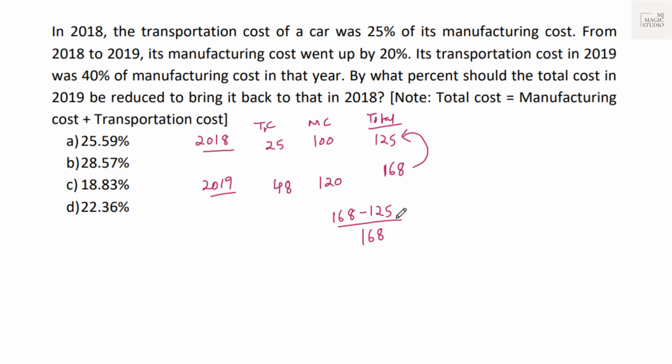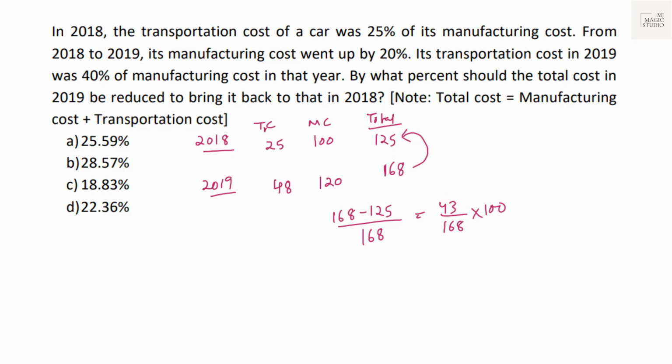Why are we dividing by 168? Because we need to take the base from where it starts. 168 needs to go to 125. So how much percentage reduction will be happening in 168? That would be 43 by 168 into 100, nearly 25%.